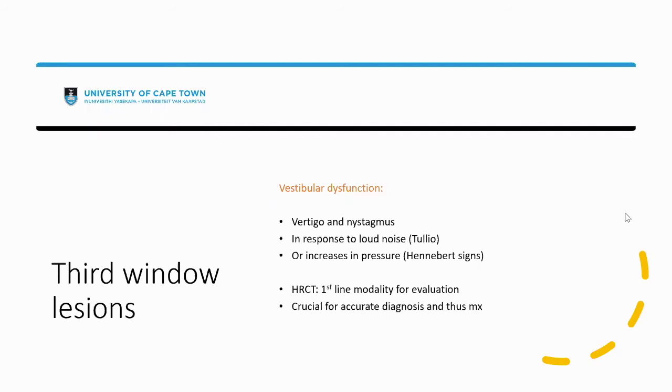And really, when we're looking at third window lesions, we want to do a high resolution CT scan. That's your first line modality. MRI has a much more limited role, if any. But really, your high-res CT scan is pretty crucial for accurate diagnosis, and obviously that will direct your management depending on what the cause of the third window lesion is.